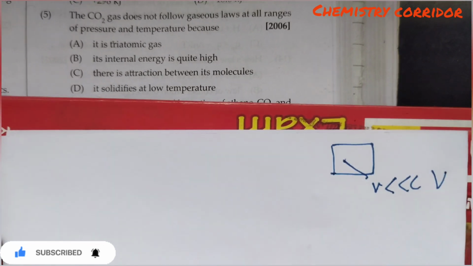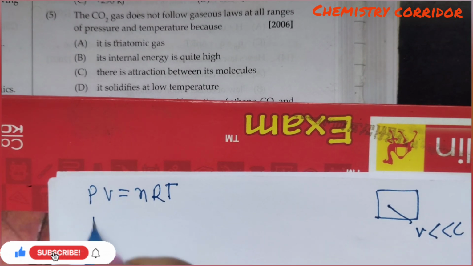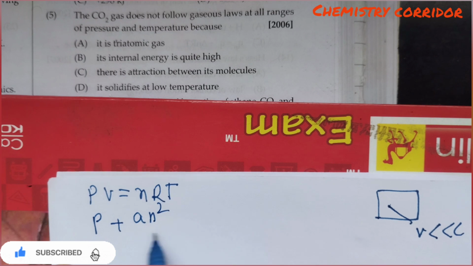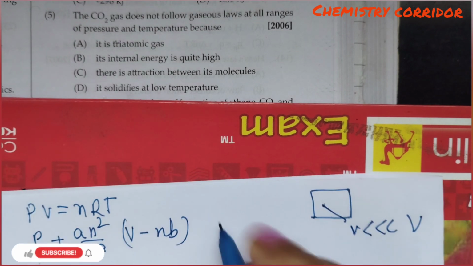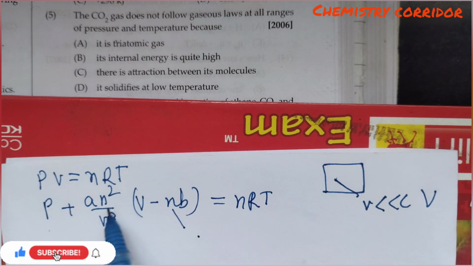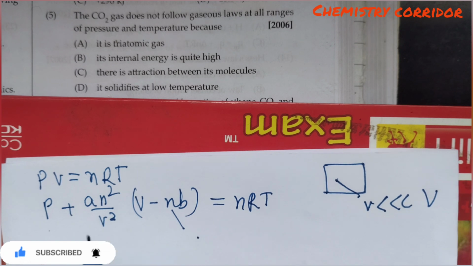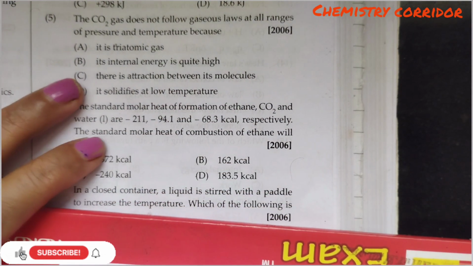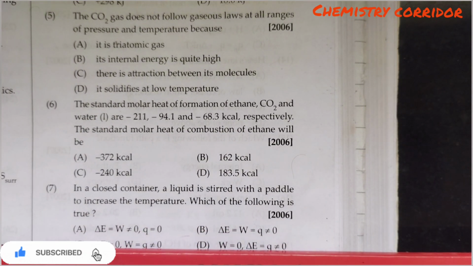Now, according to this, if I write the equation for an ideal gas, PV is equal to nRT. Now, here we make some corrections. The pressure correction is a n square by V square, and for volume, we make the correction by nb. This is equal to nRT. Now this is because of the size of the particle, and this is because of the correction in the pressure because of the attraction. So here a and b both are van der Waals constants, and there are attraction forces between the molecules. So the answer here is third option. Let's see the next question.